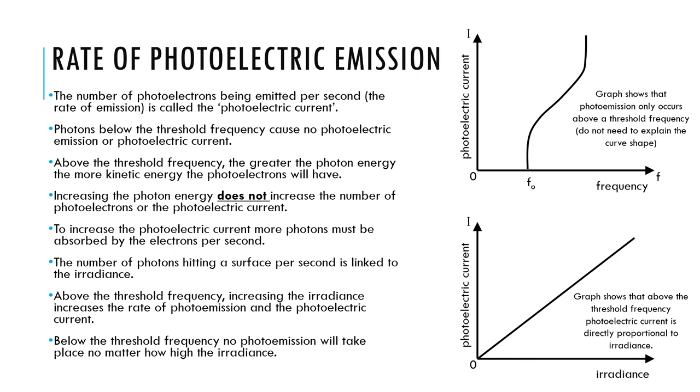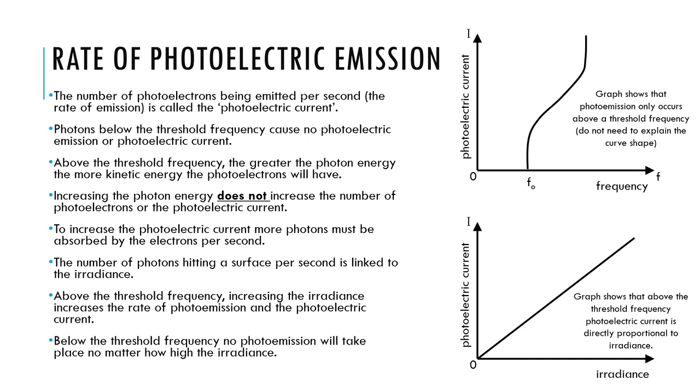Okay, now how quickly does this happen? How quickly can we make the electrons be emitted? You should remember that any flow of electrons, any kind of constant flow of electrons, is referred to as a current. So if we have enough electrons coming off, we have a flow of these electrons. The number of photoelectrons being emitted per second, the rate of emission, is called the photoelectric current. If you have a stream of electrons being emitted from a material or a metal or a surface, then it is called a current, just like you have current in a circuit. Photons below the threshold frequency cause no photoelectric emission or photoelectric current.